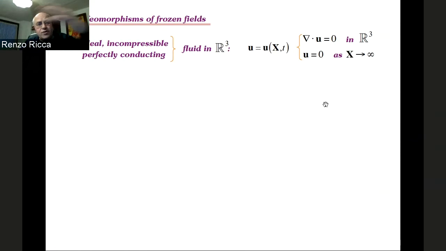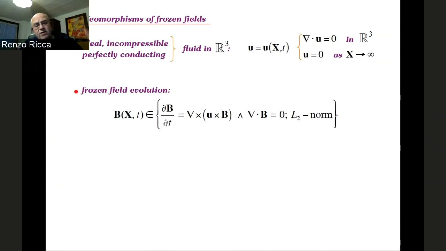Then the fluid flows according to what is called a torsion field evolution. Fields like magnetic fields or vorticity fields evolve according to an equation that is rooted in 19th century science. If you think of the magnetic field, you see this equation is Faraday's equation. If you substitute B and you think of B as vorticity, you see the equation that is known as Helmholtz's equation or vorticity transport equation.